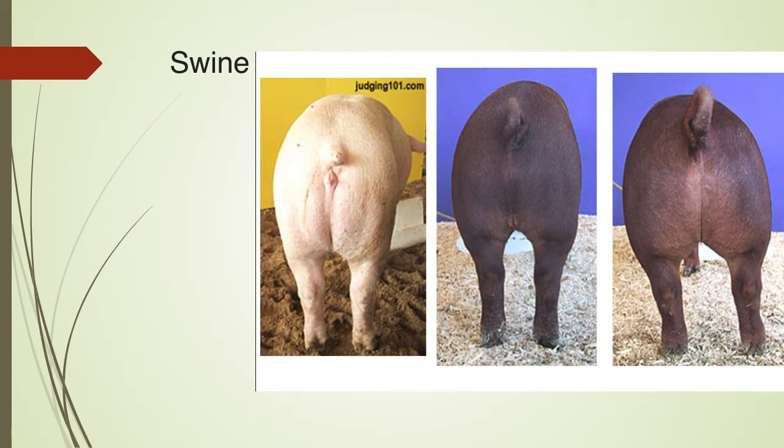Okay, and last but not least, we're going to look at a rear view of some market hogs. And in my mind, these are placed fairly in order. I would say the market hog on the right is clearly the most expressively muscled. We can see they stand nice and wide behind, wider stifled, which means that distance from side to side on that rear view, right across the center of their butt, basically.